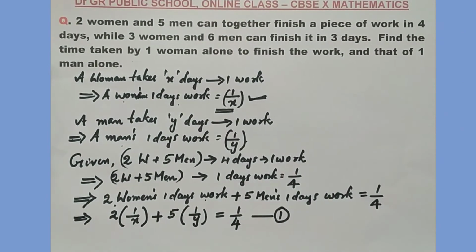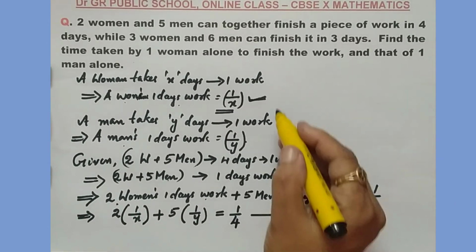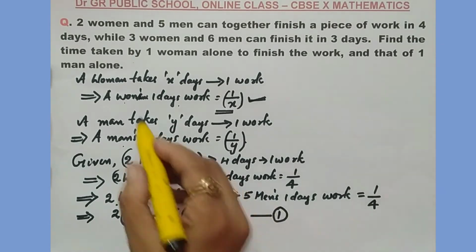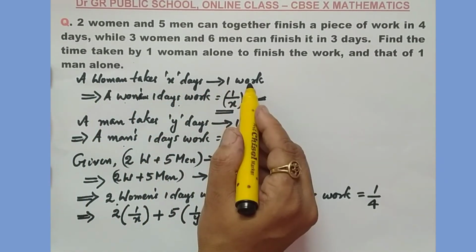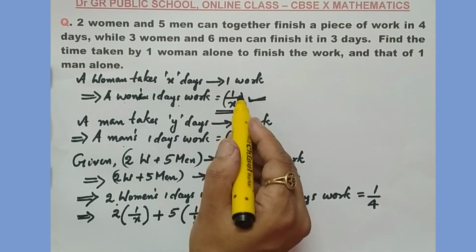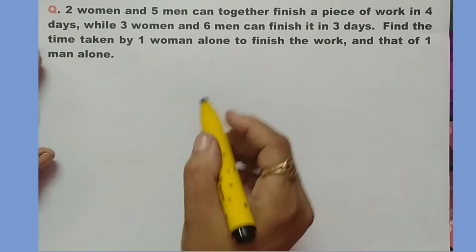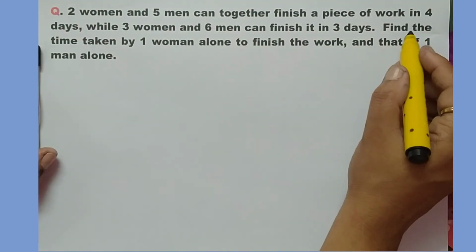During exam time, no need to write this much. This is just for your understanding. During exam time, you can directly write: a woman takes X days to complete the work, so a woman's 1 day's work equals 1 by X. Directly you can write the equation as 2 into 1 by X plus 5 into 1 by Y equals 1 by 4. Now I am going to apply the second condition.